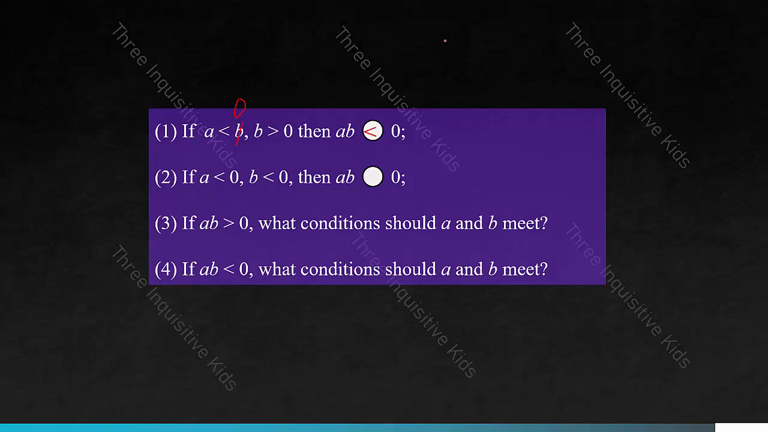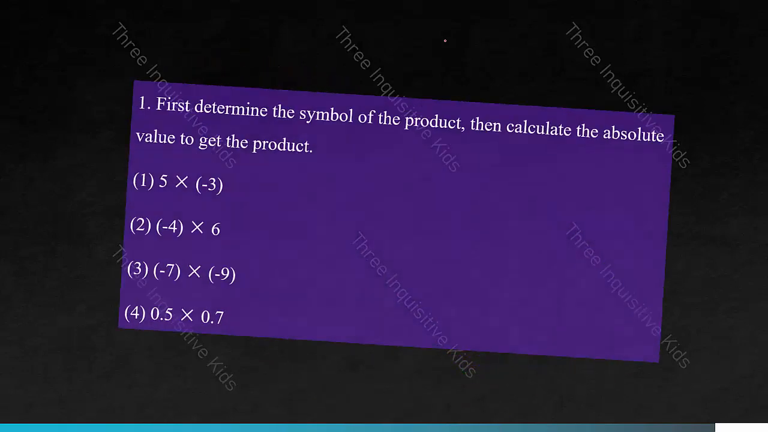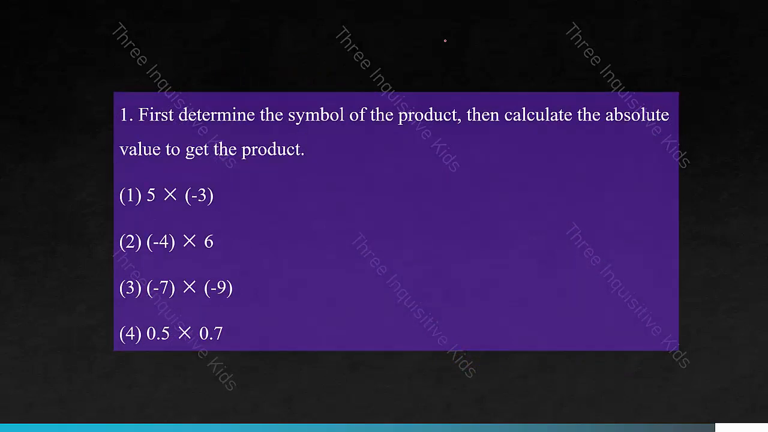If a is less than 0 and b is also less than 0, it means that they're both negative, which means that they have the same signs, which means that ab is greater than 0. And if ab is greater than 0, what conditions should a and b meet? a and b should have the same symbols if the product is going to be positive. And if ab is less than 0, a and b have different symbols.